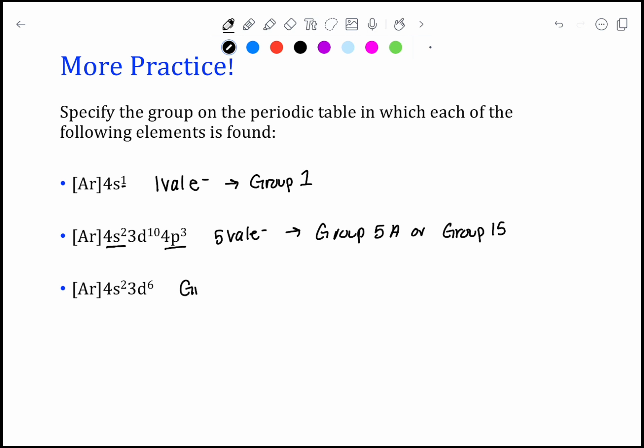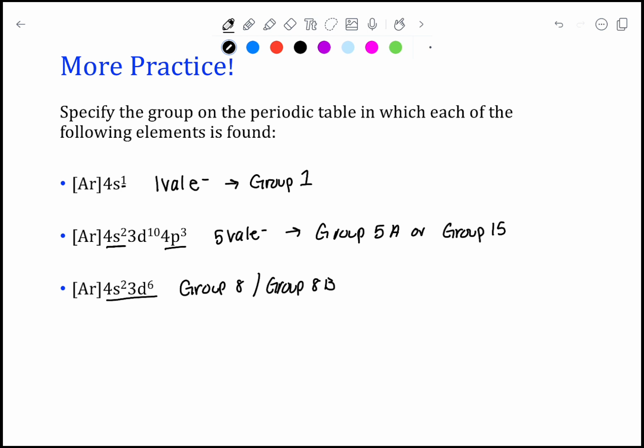Did you get group 8? Or group 8B? Because it is a transition element. Our last electrons are in a d orbital, so this is a d block element or a transition metal. So there's 8 electrons. So group 8 or group 8B.